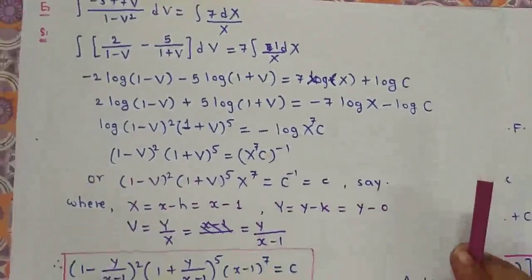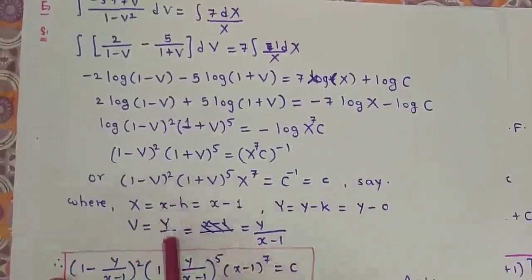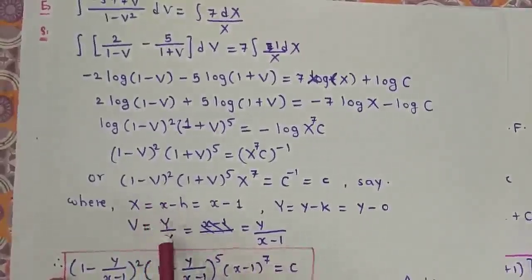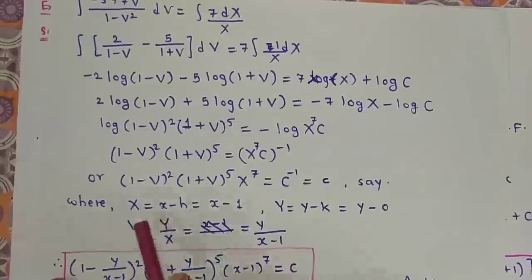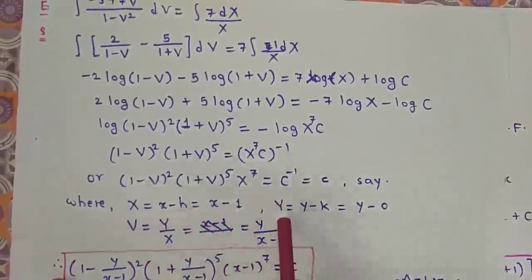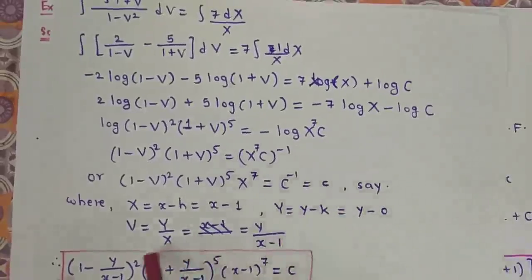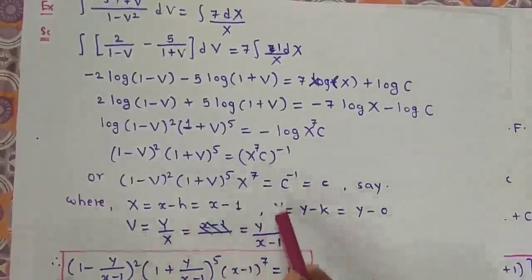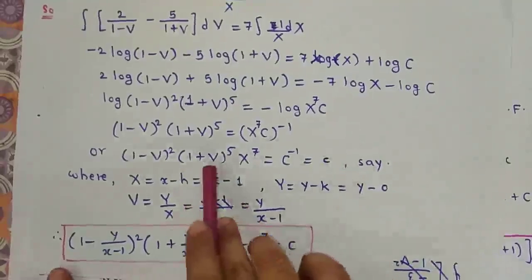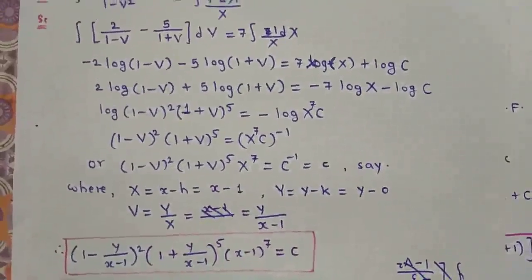Okay, now finally we substitute the value of v, so our v is y upon x. This v is not small y by x, it is capital Y by capital X, where the value of capital X is x minus h, that is x minus 1, and capital Y is y minus k, but k is equal to 0, so capital Y is equal to small y, and hence this v becomes small y upon x minus 1. So by putting all these values in the previous equation, we get the required solution. So in this way we solve a non-homogeneous differential equation.